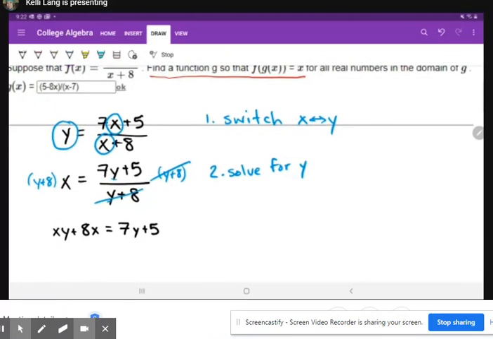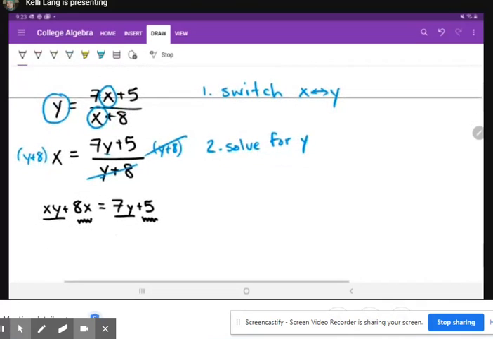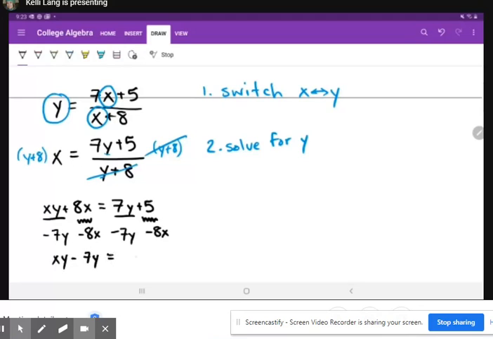And to get y by itself on one side, we need to get all of the y's on one side. So I need my xy and my 7y to be on the same side of the equation. I need everything else to be on the other side of the equation. So I'm going to move the 7y over to the left, and I'm going to move the 8x over to the right. So that'll give me xy minus 7y equals 5 minus 8x.